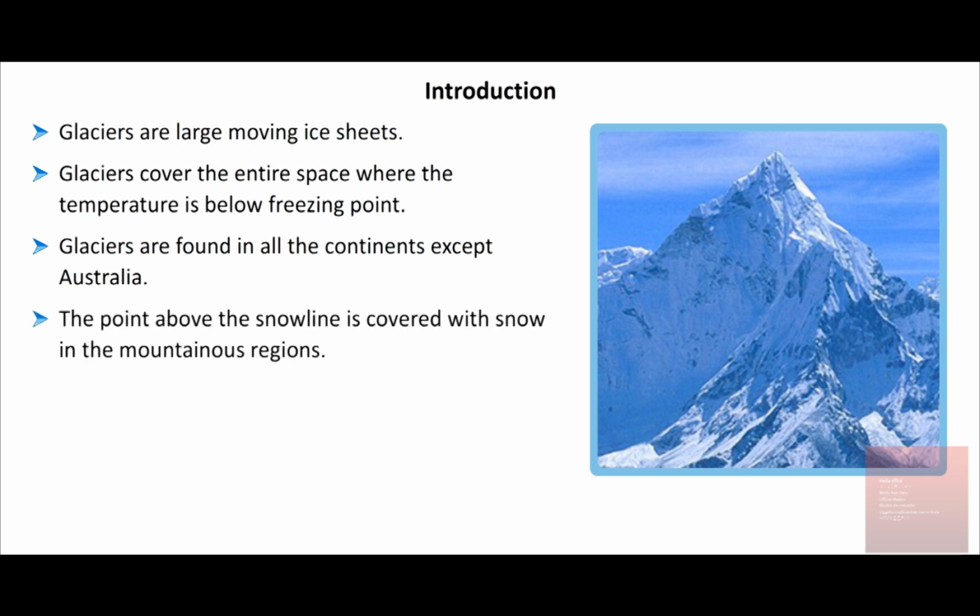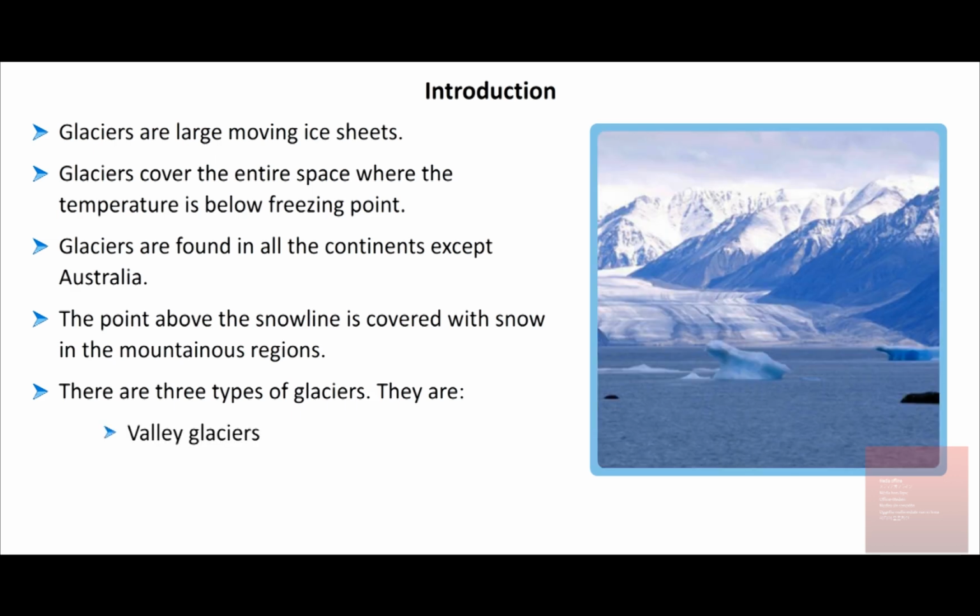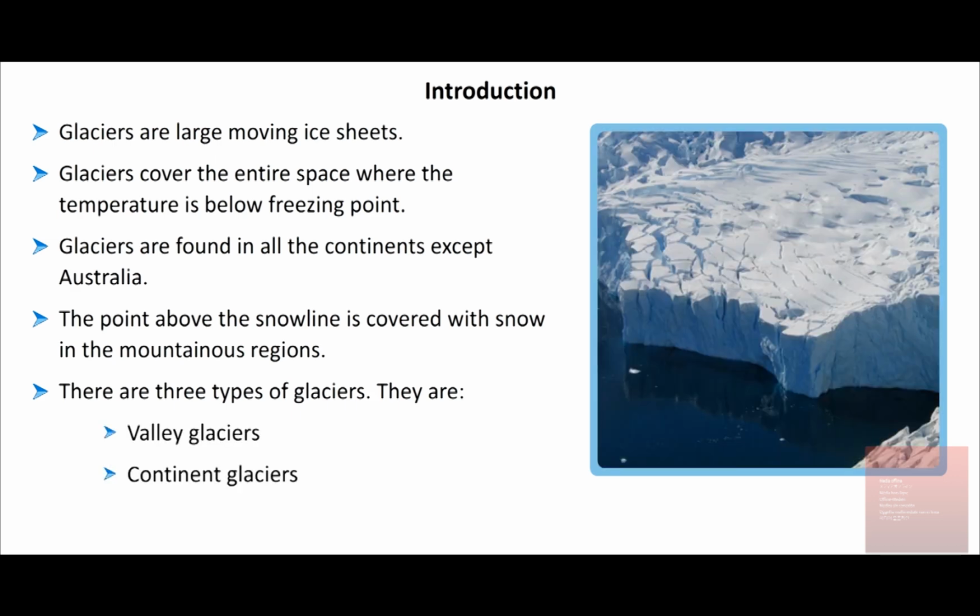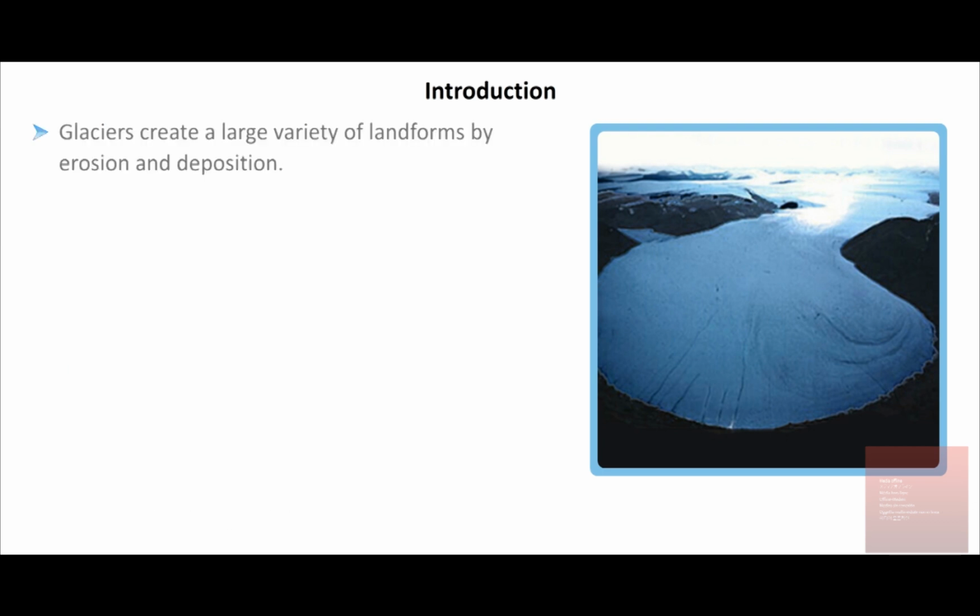The point above the snow line is covered with snow in the mountainous regions. There are three types of glaciers. They are valley glaciers, continental glaciers, and Piedmont glaciers. Glaciers create a very large variety of landforms by erosion and deposition.